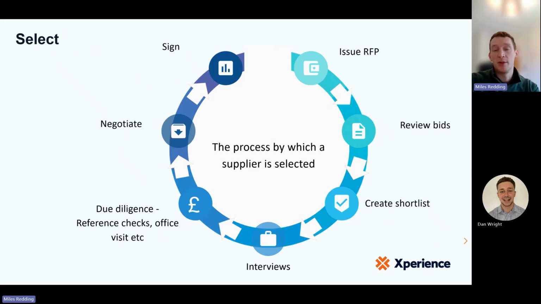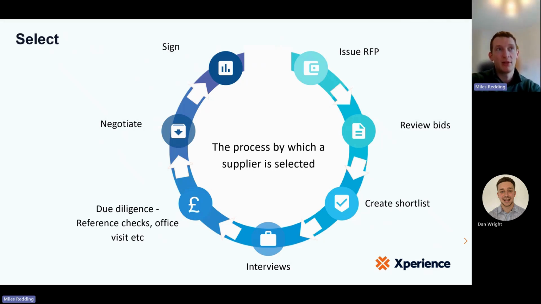The next step will ultimately be you receive the bids back against the tender that you've shared. There's then a period where you review those bids, which is a time-consuming exercise, but is worth investing the time to really understand where people stand out, how you can compare apples for apples, and what the scoring looks like for each of those bidders. And once you've gone through that review process, you can then create a shortlist.